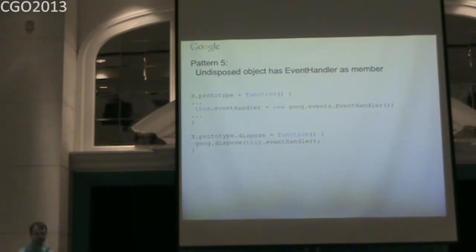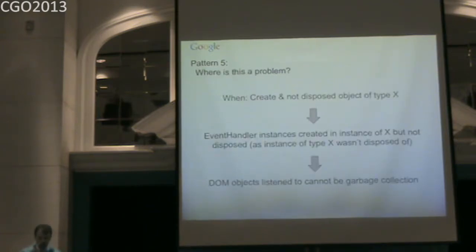So here you have an object of class X, which in its constructor creates an event handler, which it does dispose of when the instance of X is disposed of. So what is the problem here? We are creating the event handler and we are disposing of it. Well, the problem comes in when we create an instance of type X, but we now do not dispose of this type X. Because now every time we create an instance of type X, we are creating an event handler, but we're not disposing of that event handler as we're not disposing of that type of X.